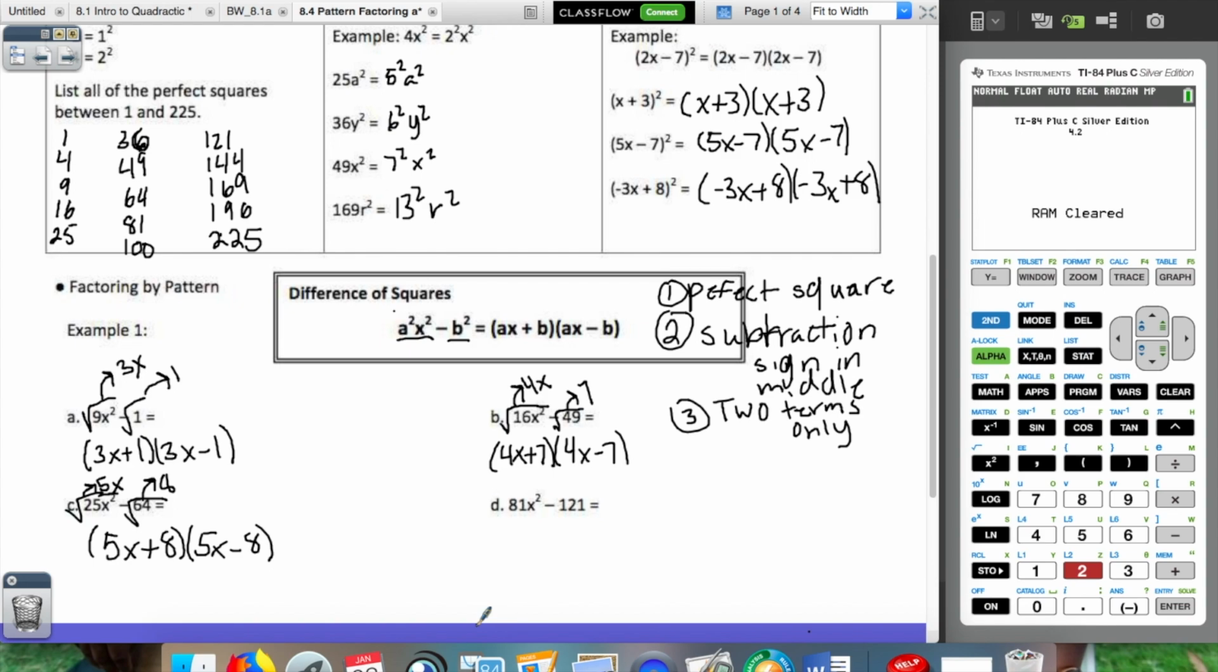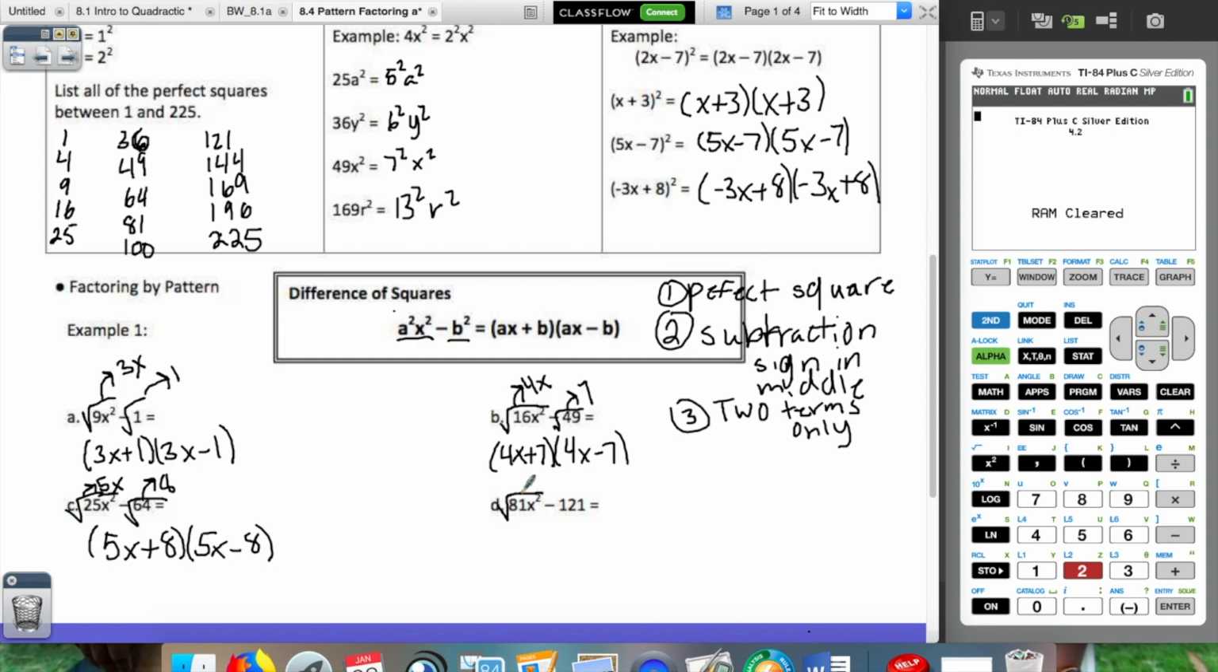We have 81x squared minus 121. First off, is it only two terms? Cool, it is. Second, is the middle sign subtraction? Once again, it is. And then lastly, are these perfect squares? Is 81 in our perfect squares list? And is 121 in our perfect squares list? Yes, it is. I even told you that one was my favorite. All right, so let's take the square root of the first one.